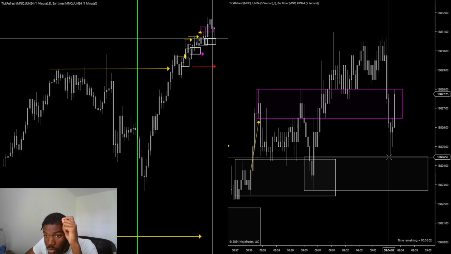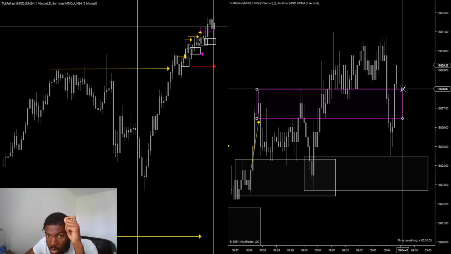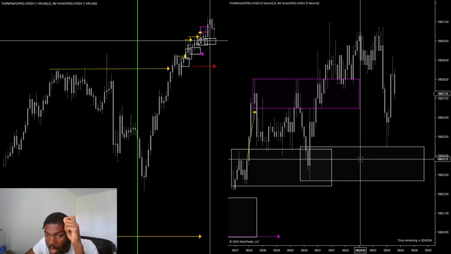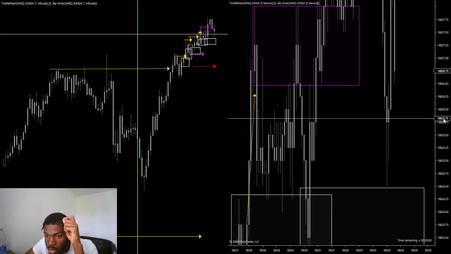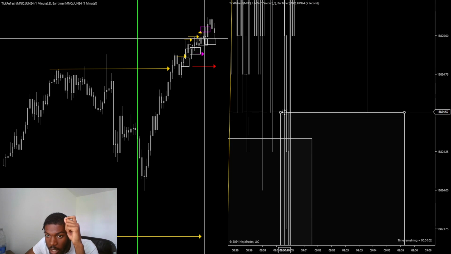Where did price go to? What is it doing now? So the 1 second is really good for you to build conviction that, yeah, these areas, I think it's just my drawing, but yeah, look, it literally went there, to the tick.